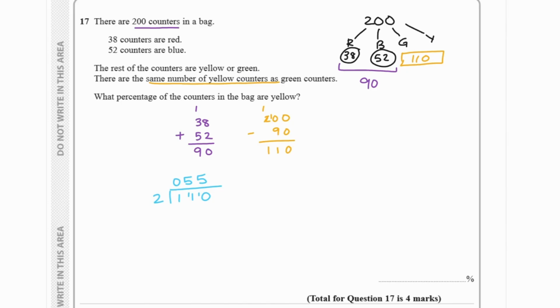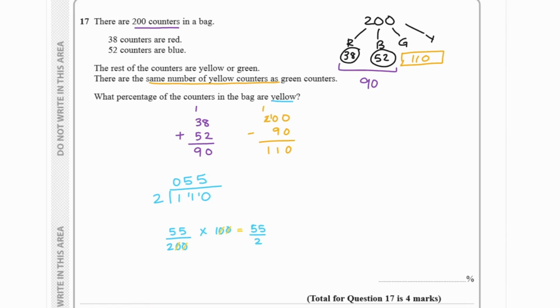Because the question is saying what percentage of the counters in the bag are yellow, we now know that 55 of the counters are yellow out of a total of 200 counters. So we've now written this as a fraction, and in order to make it a percentage, we would just have to multiply by 100. So we can simplify this by cancelling the common zeros, and this would now be 55 times 1, which is 55, over 2.